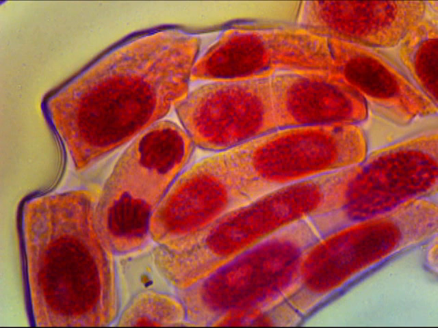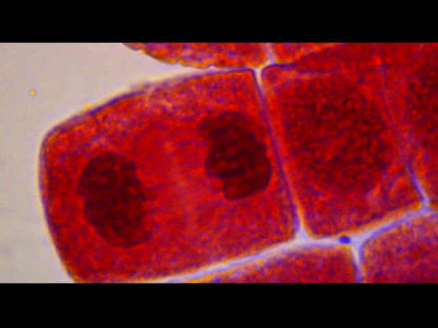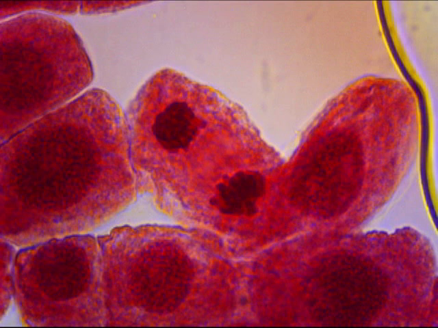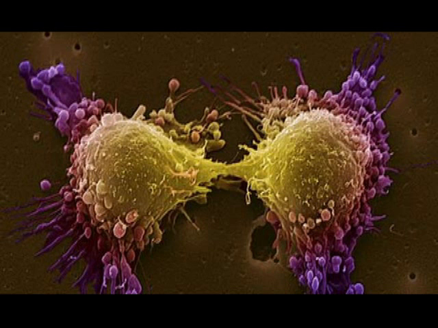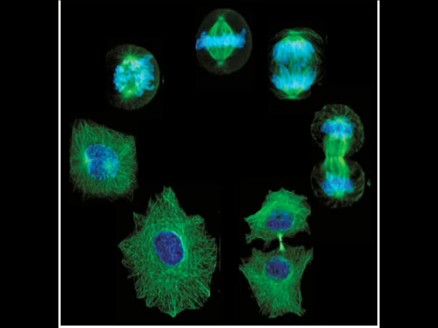Here we see some pictures of cells in the division stage of mitosis. In summary, then, mitosis consists of four stages: the condensing stage, line-up, separation, and division stage. In this picture, we see, again using fluorescent microscopy, the process of mitosis, starting with the whole cell in the bottom left and going clockwise around through the condensing, line-up, separation, and division stage.